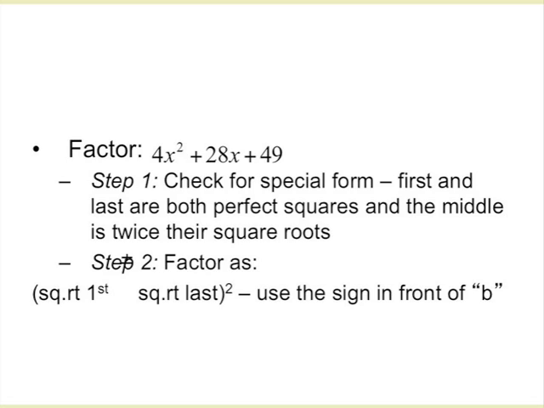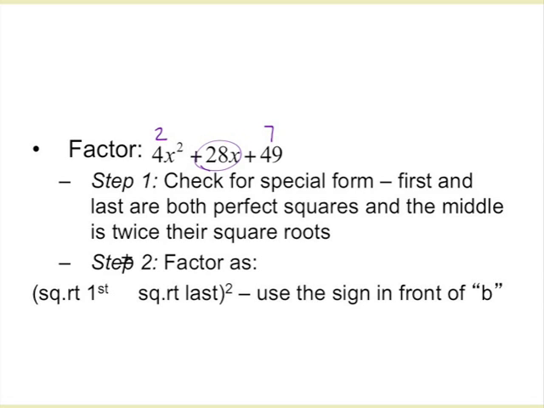So always the first thing you do is make sure that nothing divides out of everything, and in this problem it doesn't. So then we check to see, is 4 a perfect square? Yes. What is the square root of it? 2. Is 49 a perfect square? Yes, which is 7. If I multiply 2 times 7, I get 14, and if I double that, I get 28, and that should be your middle number.